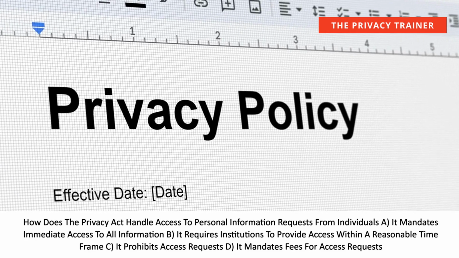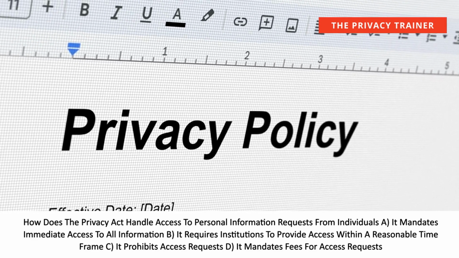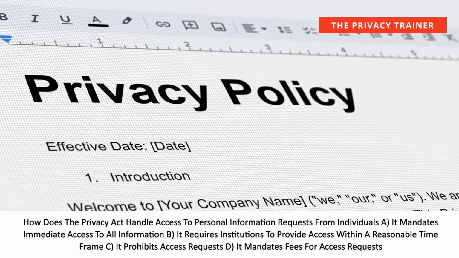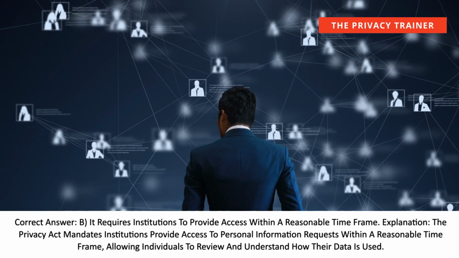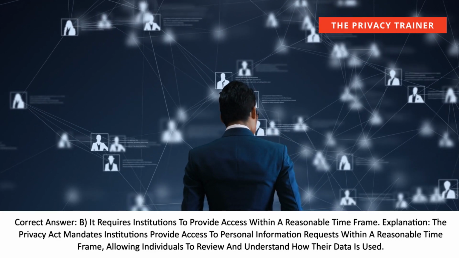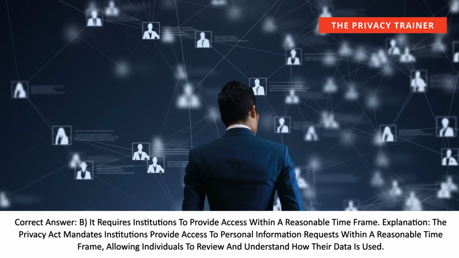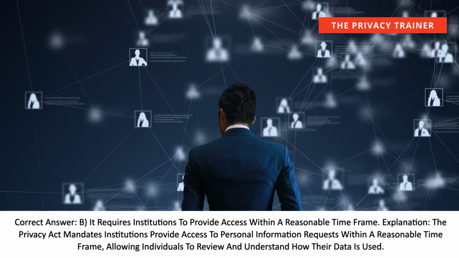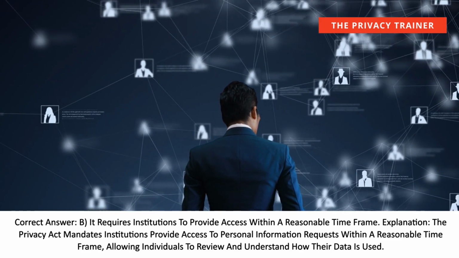A. It mandates immediate access to all information. B. It requires institutions to provide access within a reasonable time frame. C. It prohibits access requests. D. It mandates fees for access requests. Correct answer. B. It requires institutions to provide access within a reasonable time frame. Explanation. The Privacy Act mandates institutions provide access to personal information requests within a reasonable time frame, allowing individuals to review and understand how the data is used.